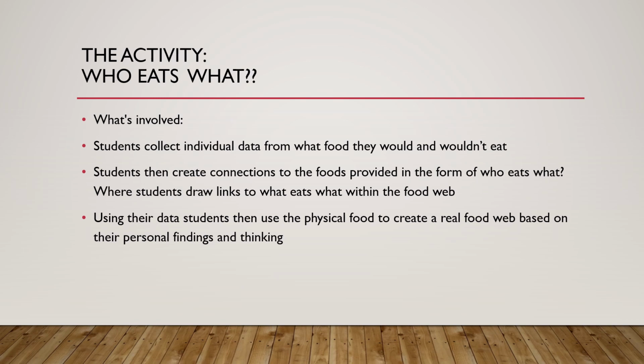What's involved within the activity? Students will participate in the process of individual data collection and observe foods and decide whether they would eat the items that have been laid out on their tables. Students will then observe the items on their tables once again and create connections between the items in the form of which item they think will eat each other in the natural environment. After their data collection process, they will then collaborate their data with the other students and create a physical food web using the items on their table.